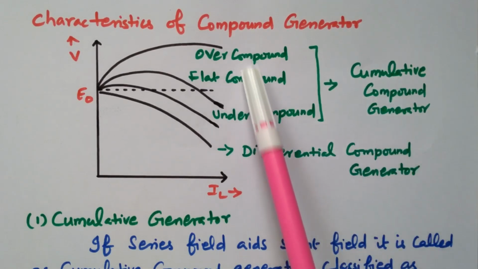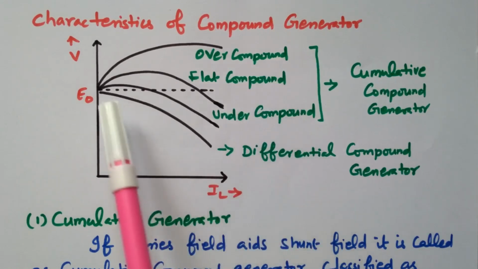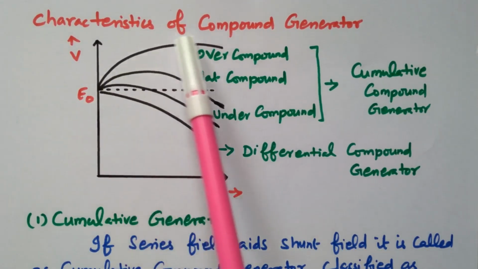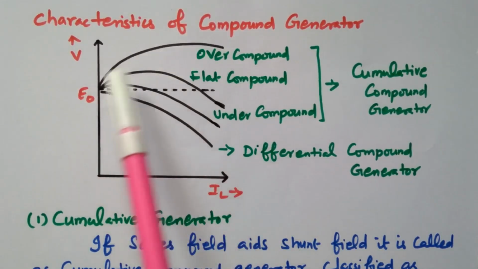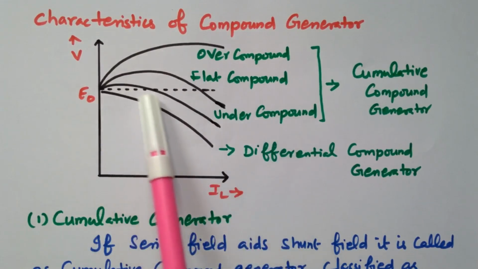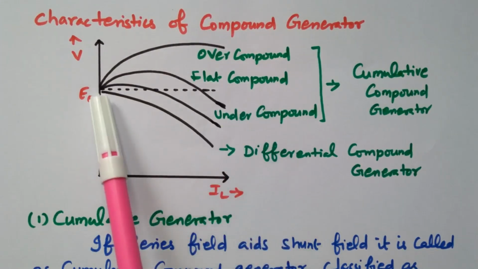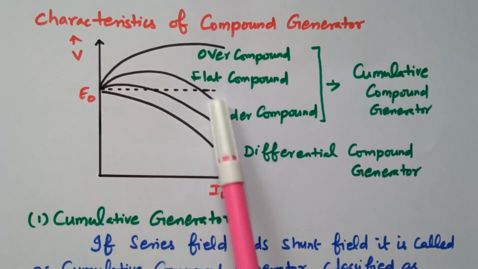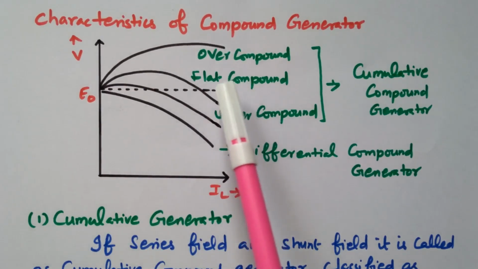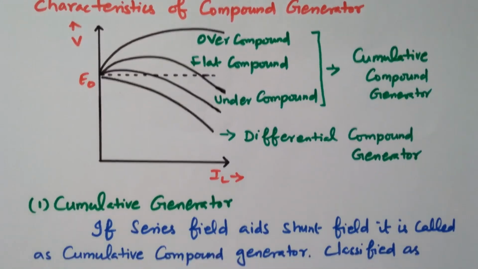Again, there are three types available. Over compound, we will see what is meant by over compound. So this is the no load EMF. Over compound means the voltage available is above the no load EMF. Under compound means it is available below the no load EMF. Flat compound means it is almost near to the no load EMF. Right? So there are three types: over compound, flat compound, or under compound. I will see what is meant by these three types.